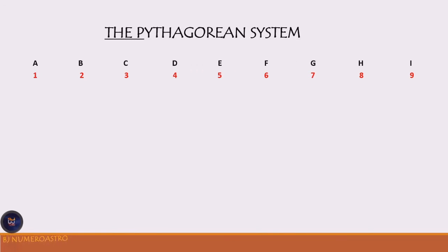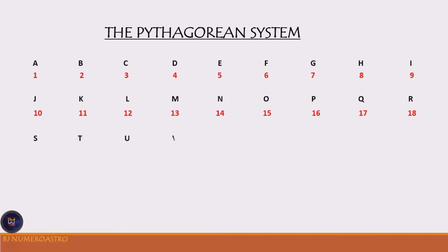We're going to continue from J, K, L, M, N, O, P, Q, R. So J has its value 10, K 11, L 12, M 13, and so on. Continuing with S, T, U, V, W, X, Y, Z. S has its value 19, T 20, U 21, V 22, W 23, X 24, Y 25, and Z 26.